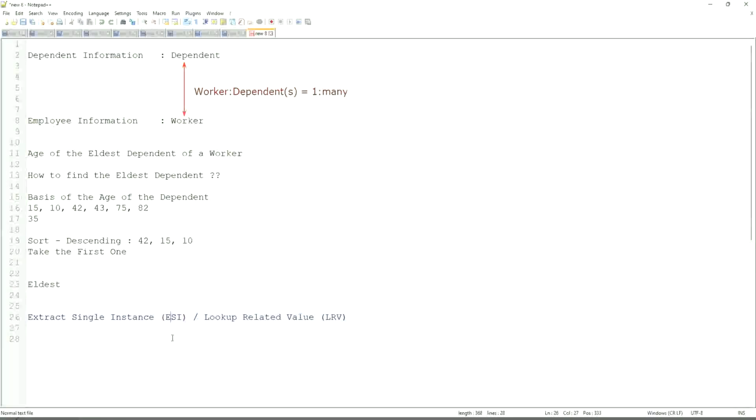So ESI will allow you to extract the instance of an object from a related business object based on some criteria. That is what ESI is all about. Right. And once you extract the single instance, one particular occurrence of that particular object, then you look up another value related to that using an LRV.